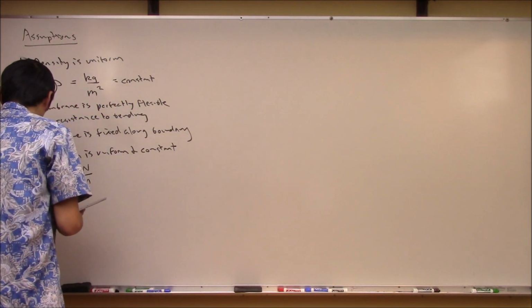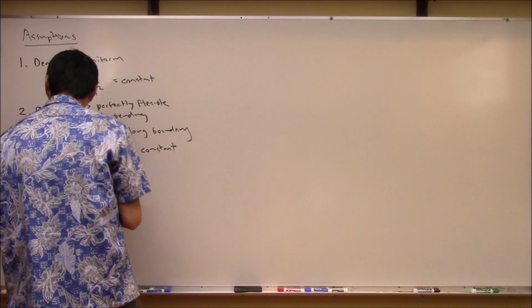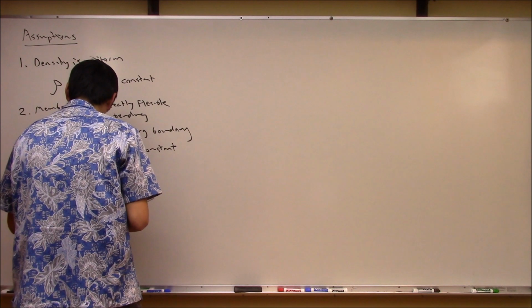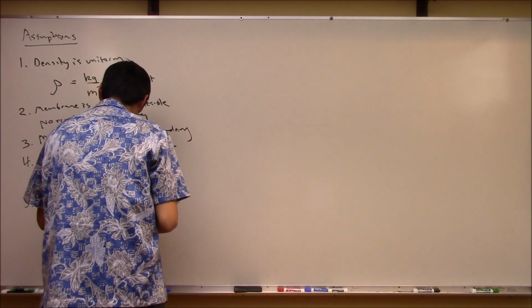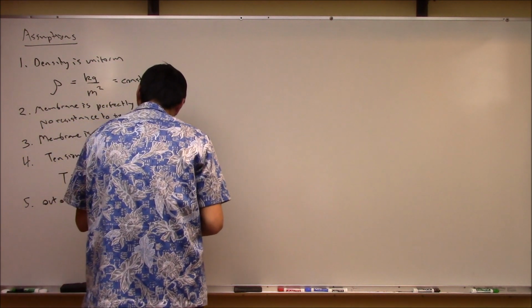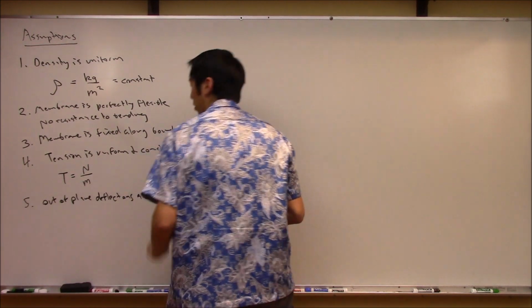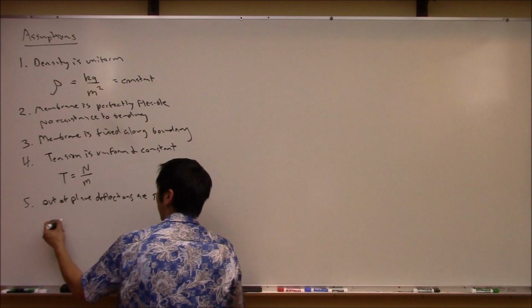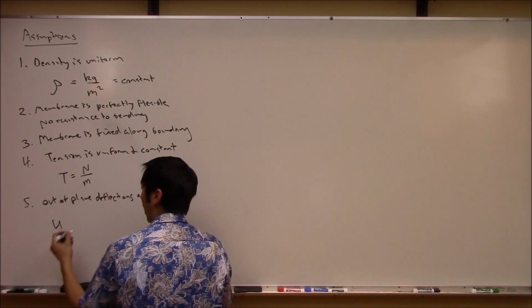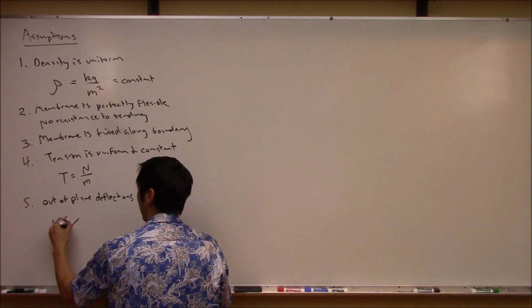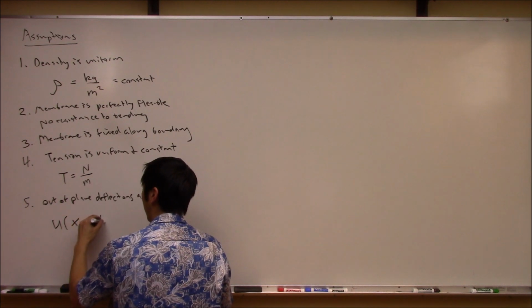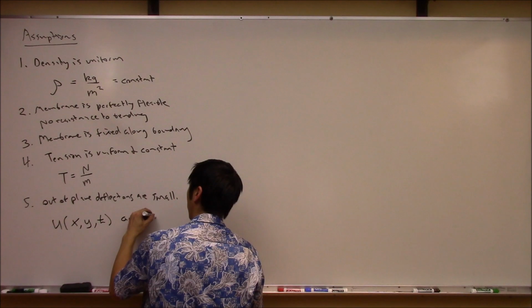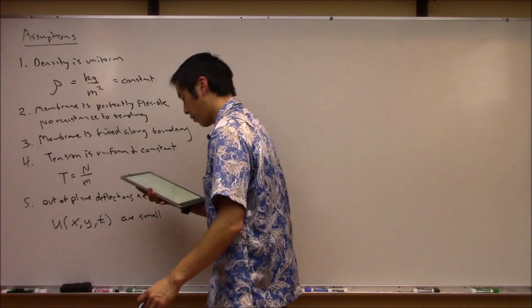Okay, and finally, assumption number 5 here is that out of plane deflections are small. Right? So really what we're looking for here in this case is actually this function u here, which describes the out of plane deflections of this membrane at any given x, any given y, and at any time t here. And we're going to assume that these are small relative to the geometry of the rest of the problem.